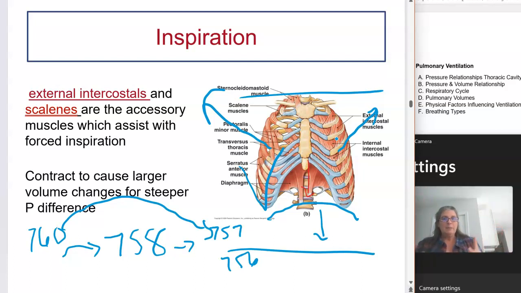So whenever we take deeper breaths, we rely on our accessory muscles because they cause a greater volume change, which causes a steeper pressure difference, which allows more air to move.